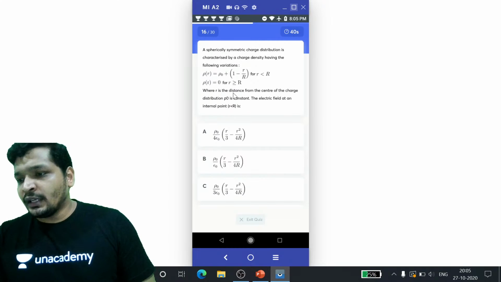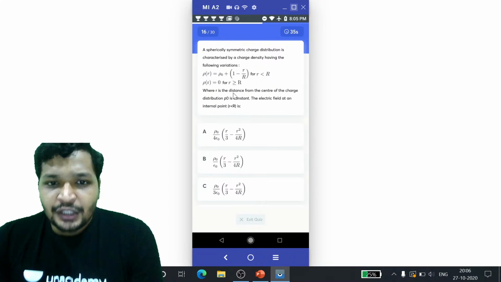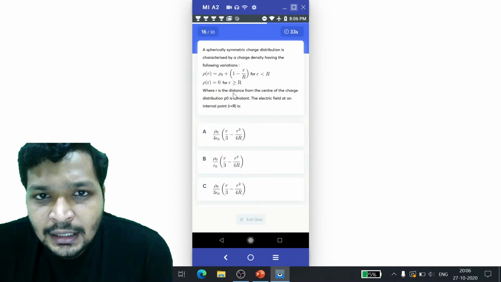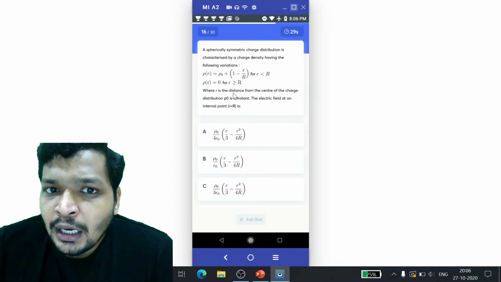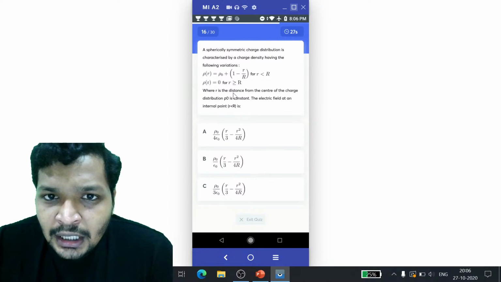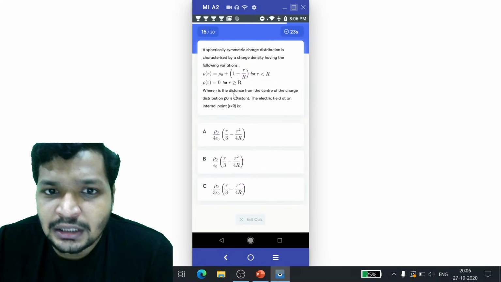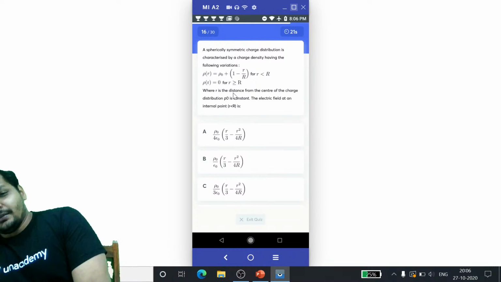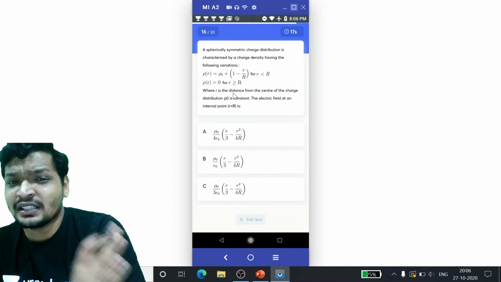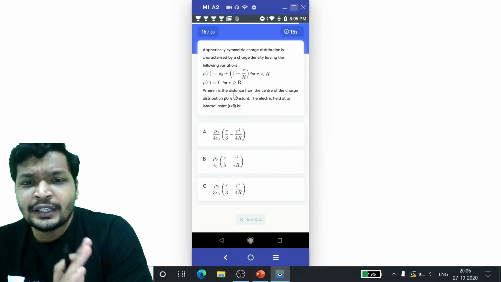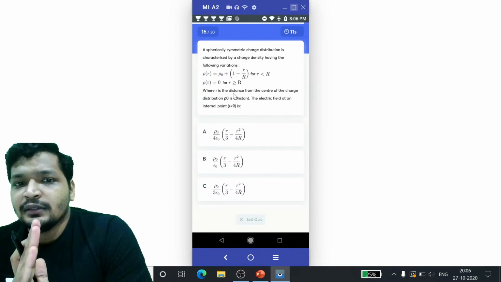Okay, let's get into the next question then. A spherically symmetric charge distribution. Again, I think an electrostatics based question, but it's a very interesting question though. A spherically symmetric charge distribution is characterized by a charge density. So notice we discussed this point. We haven't yet got into this concept yet, but still we discussed this point. In your exams, don't expect your charge density to be constant. It will be varying.